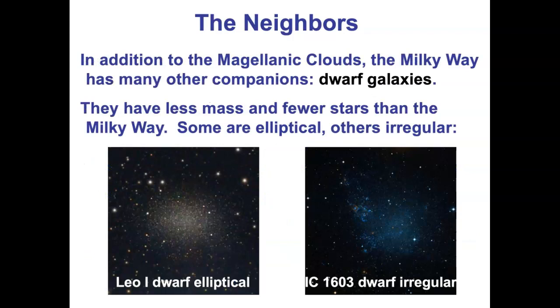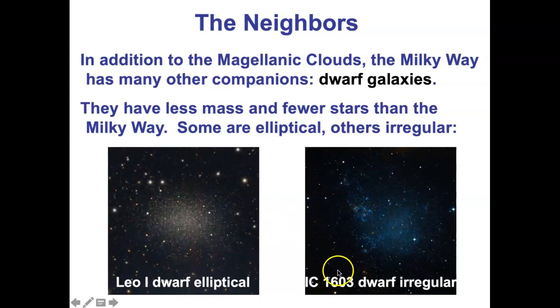These are a couple of other dwarf galaxies near the Milky Way. Leo 1 here is what you call a dwarf elliptical. This is the third kind. There are three kinds of galaxies, like I said: spirals, ellipticals, and irregulars. And an elliptical galaxy is basically a big ball of stars. Or, well, in this case, it's a dwarf elliptical, so a smaller ball of stars.